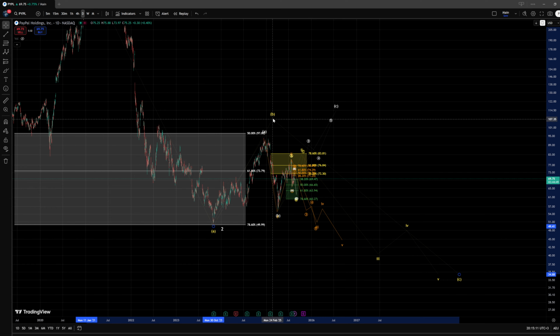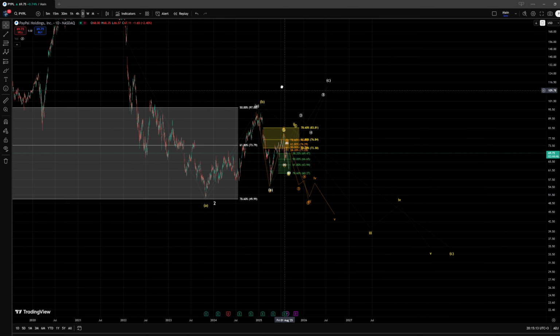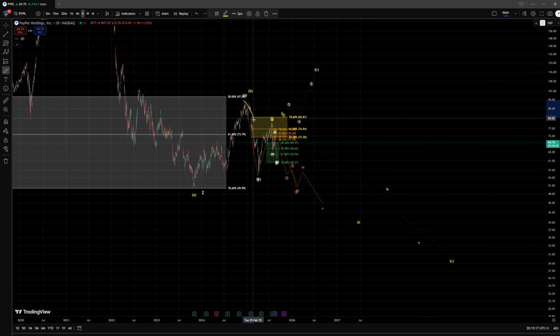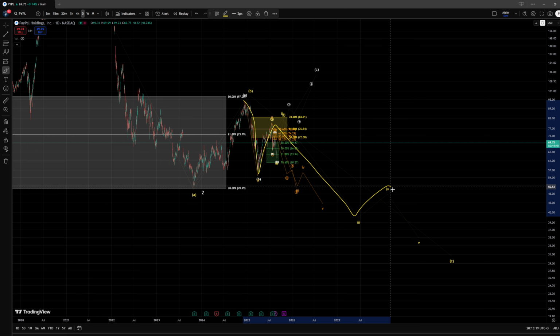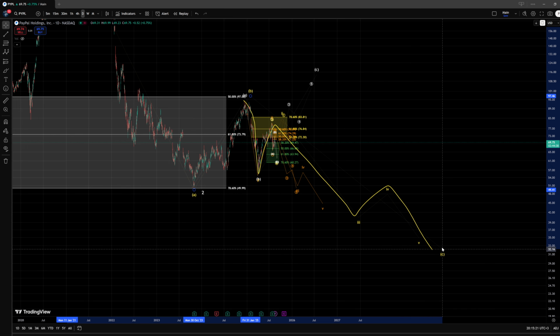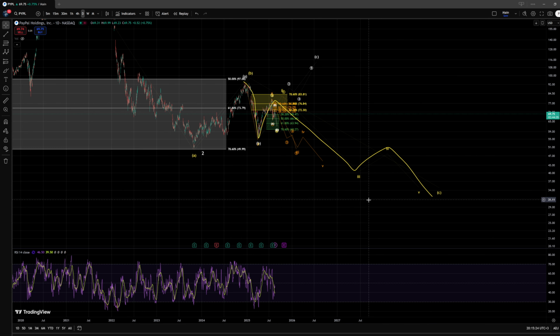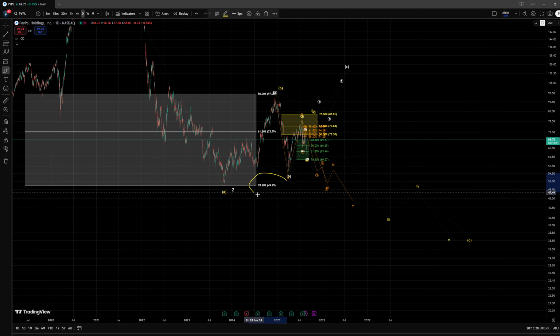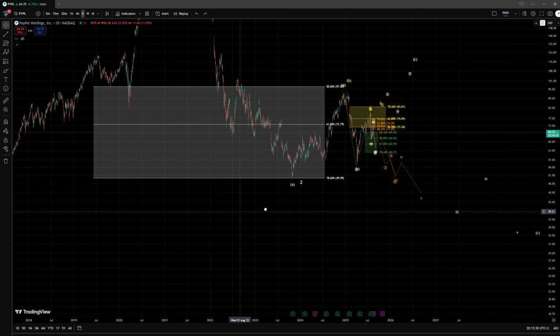completed. In this case, it could be the wave B in yellow, and we could be heading directly lower to the downside in a C wave in a 1, 2, 3, 4, 5, and that would then complete the wave C. Now, even if we break the support zone here in white, this doesn't mean doom.